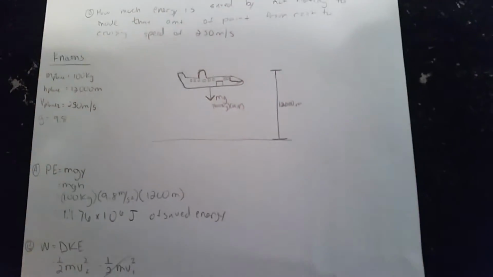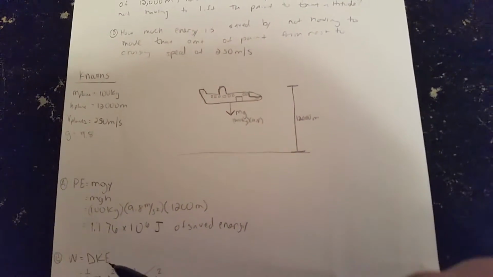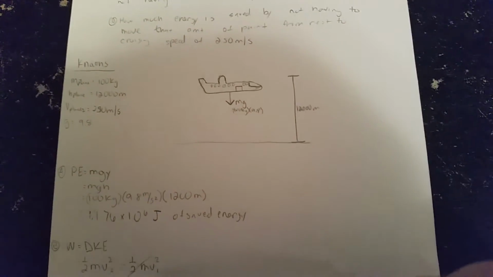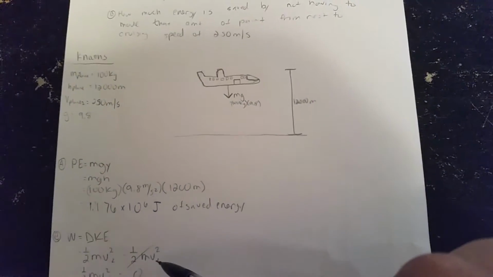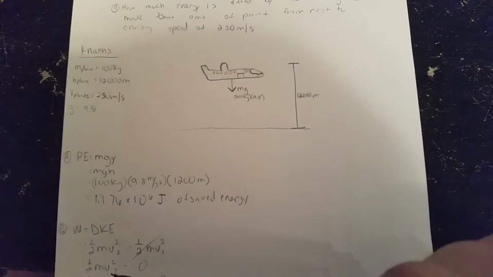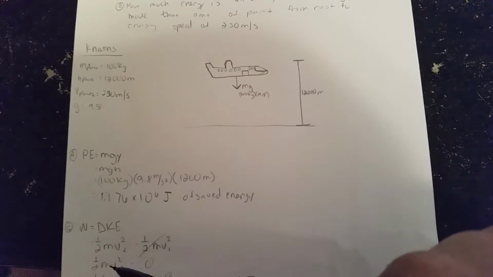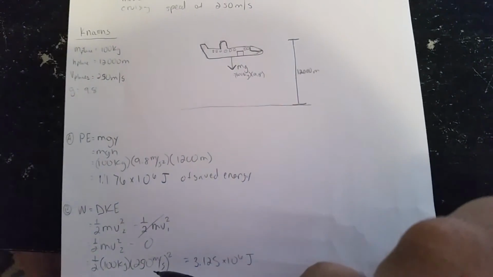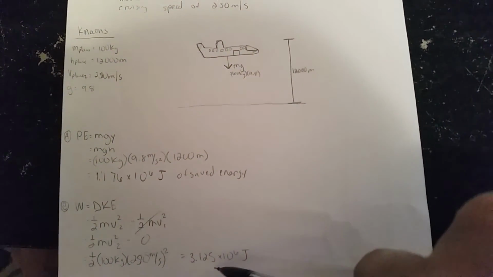So what I did here was I did W is equal to delta KE, which is the change in kinetic energy, and then that can be rewritten as 1/2 mv squared, 2 being final, minus 1/2 mv squared, 1 being the initial. Being that the initial is starting from rest, we're going to consider that as 0, and so that just gives us 1/2 mv squared, 2, or final. So I can plug in my values. I can plug in 1/2 times 100 kilograms being the mass and the velocity being 250 meters per second squared, and that gives me 3.125 times 10 to the 6 joules.